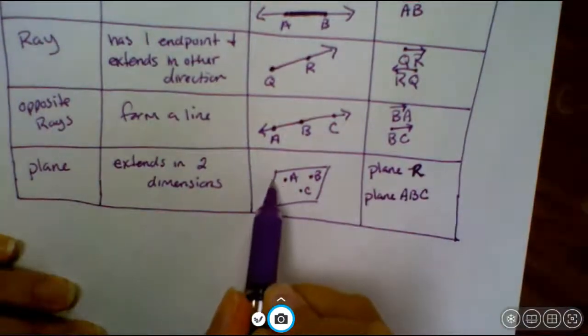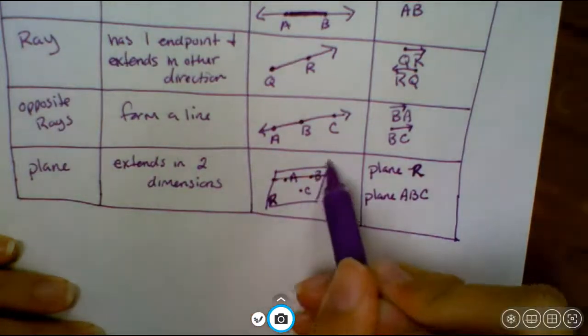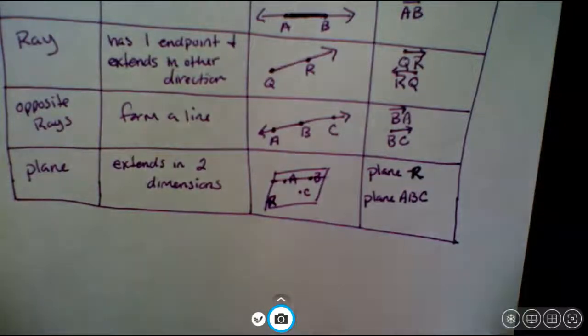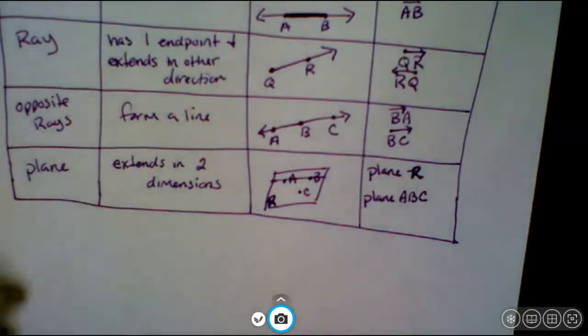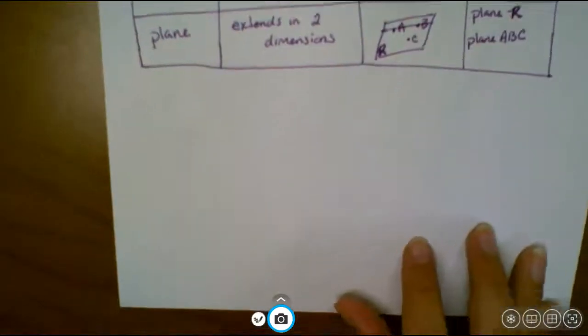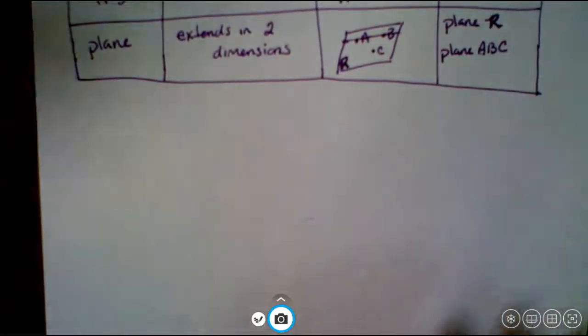So if I connected A and B, you see how C would not be on that line? If I connected B and C, A wouldn't be on the line, okay? So if you name a plane, you have to choose 3 points that are not on the same line. All right, so those are kind of the base. Now there's a couple definitions that come off of those.